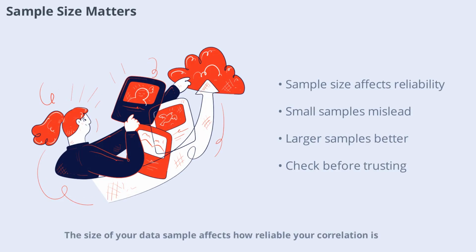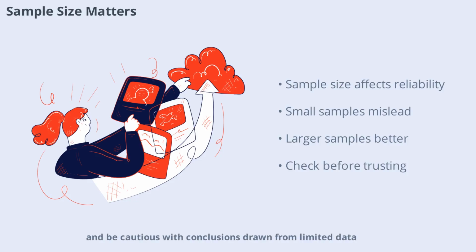The size of your data sample affects how reliable your correlation is. Small samples can produce misleading results, while larger samples provide more accurate estimates. Always check the sample size before trusting a correlation and be cautious with conclusions drawn from limited data.